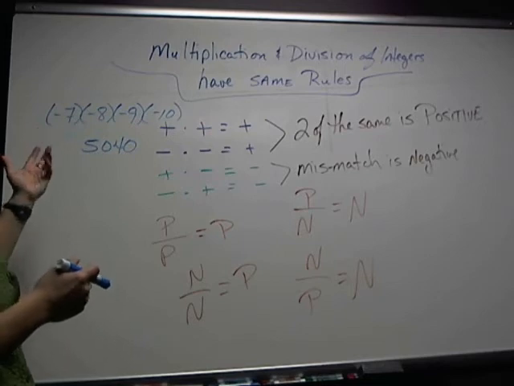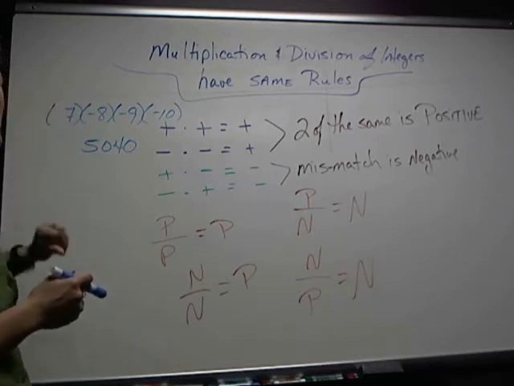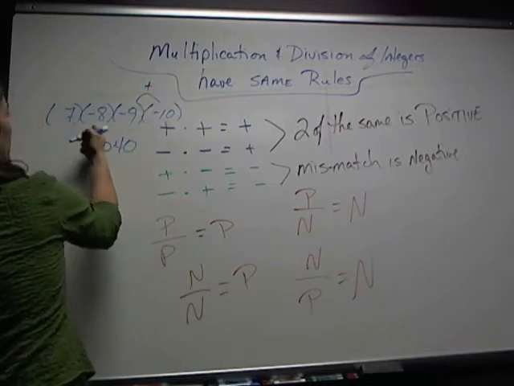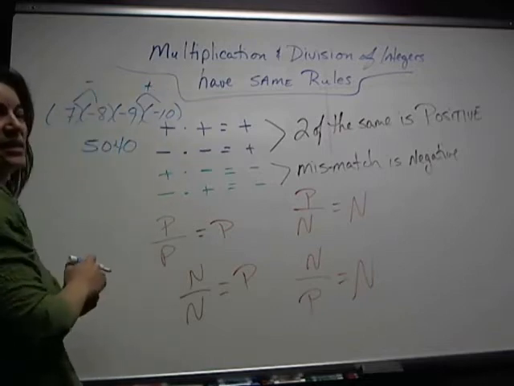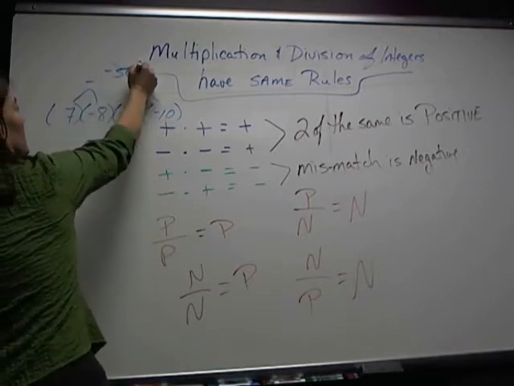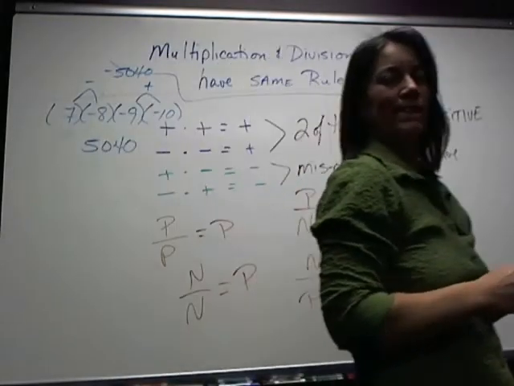If I only had 3 negatives, if this 7 wasn't negative, these 2 would make a positive, but a positive times a negative is a mismatch, and that's a negative. And then a negative times a positive would give us a negative 5,040.